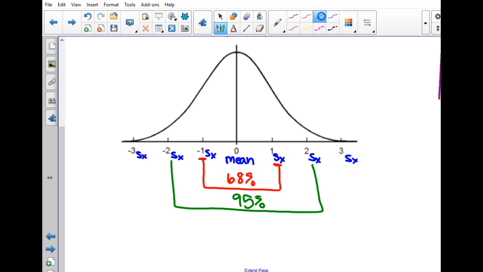You can. Okay, ladies and gentlemen, 95% of the population will fall within 2 standard deviations of the mean.